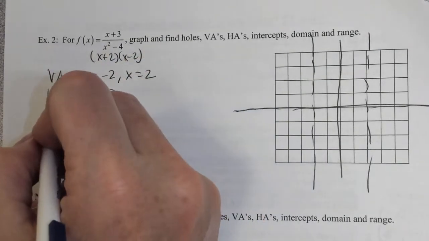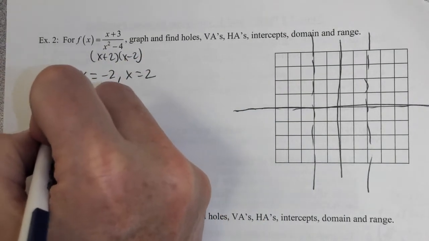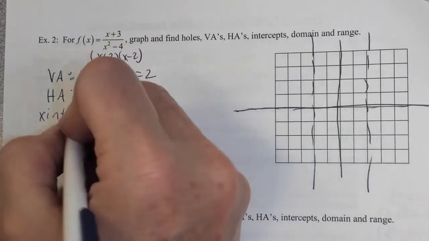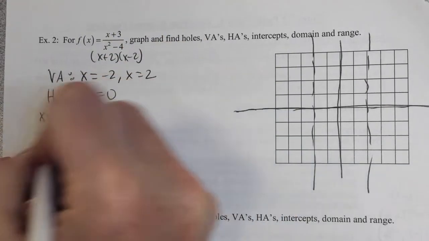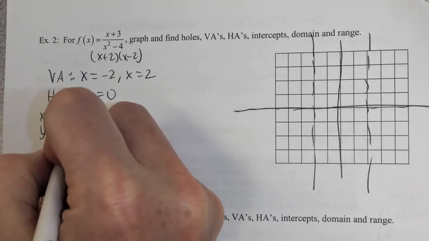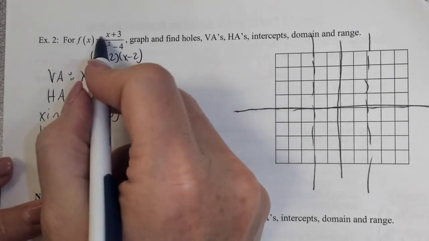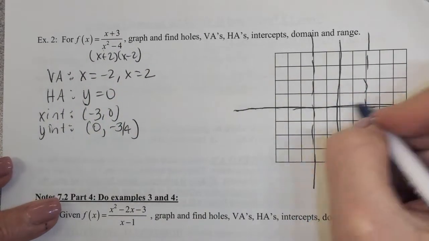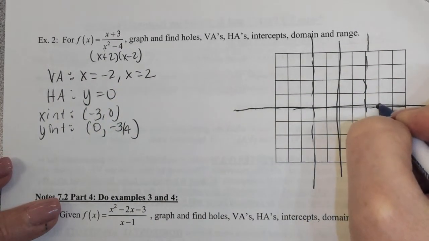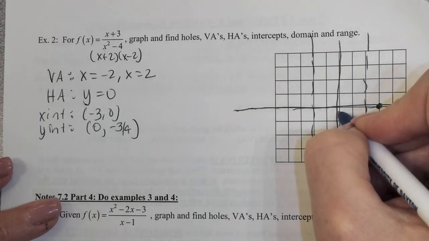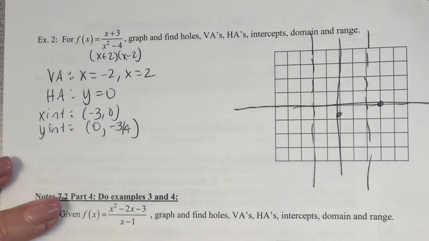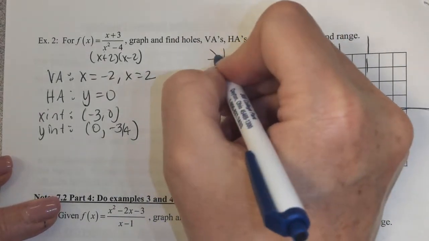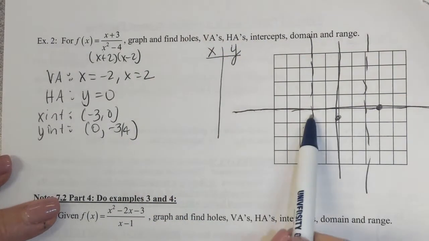Okay, so now I'm going to have to find my x-intercept. Just set the numerator equal to 0. What's going to make it equal 0? Negative 3. My y-intercept, plug in 0 for x. That's going to give me 0, negative 3/4. It's good to get some points. All right, I'm not going to go to the graphing calculator on this one like I did on the last one. Just trying to do the other one kind of quickly.